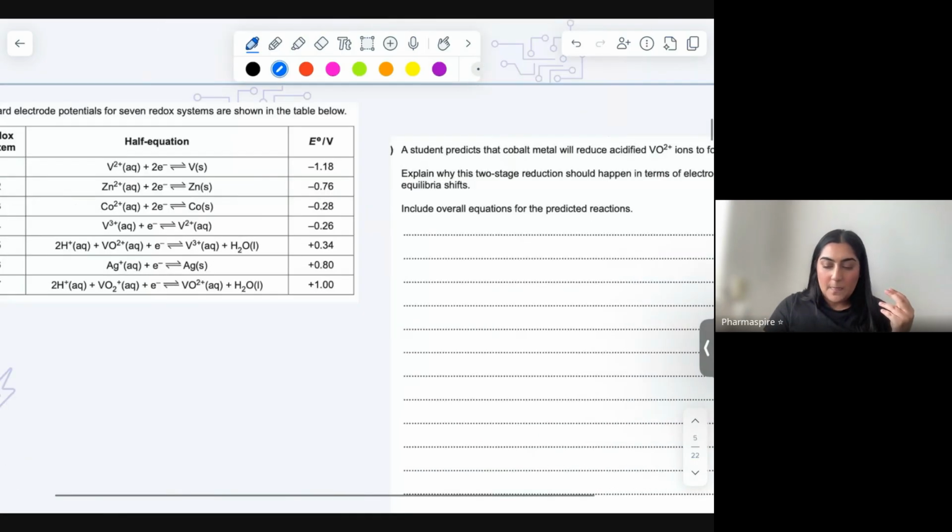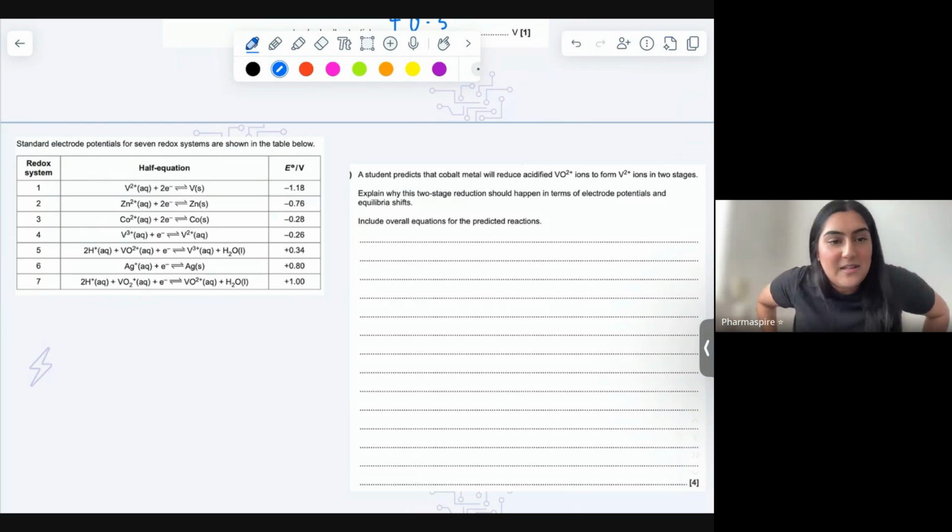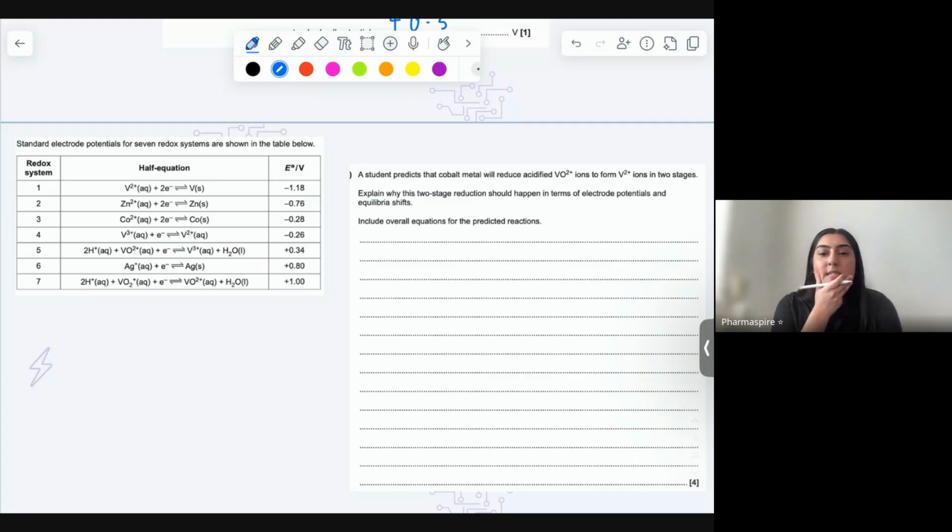Cool. Right. This is the one, thumbs up or thumbs down. Is this the one that gets you? The 4 marker where it's just horrible. So let's talk about it. So you need to actually have a look at what they're actually telling you and then go from there. Now, let's break it down bit by bit. They said the student predicts that cobalt metal will reduce acidified VO2+ ions.